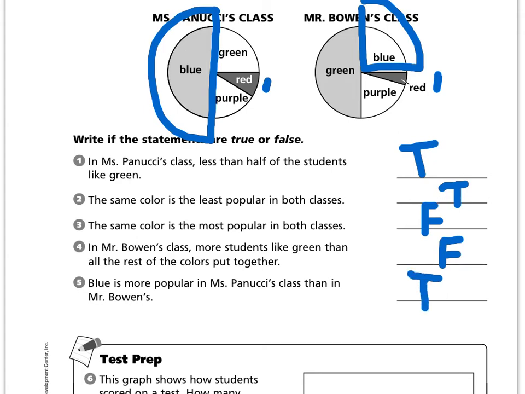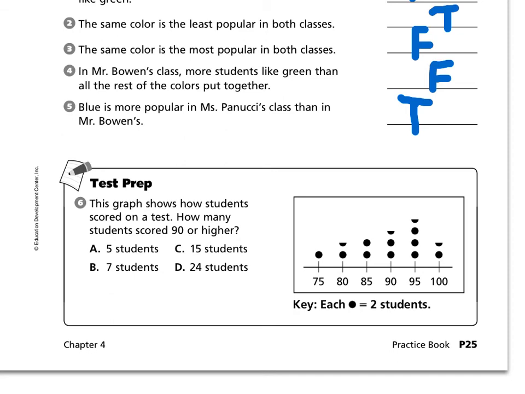Let's look at the test prep. This graph shows how students scored on a test. How many students scored 90 or higher? So let's look at the key, and I can see that 1 dot equals 2 students. So I'm going to go to 90, and I know that I need to count everything that's 90 or higher. So let's count the dots.